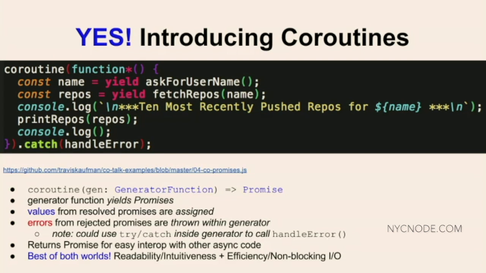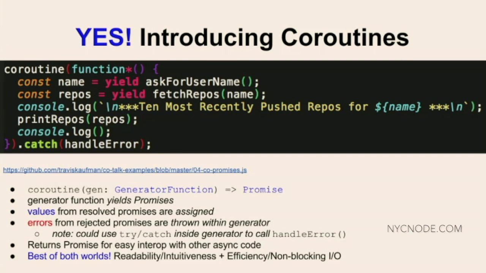We're actually going to dive into the implementation of coroutine later in the talk, which takes an instance of a generator function, which was explained in the last talk, and it returns a promise, right? And so the basic idea is that your generator function should yield promises, right? When those promises settle, if they're fulfilled, then the value with which it was fulfilled will get assigned back to the left-hand assignment, right?